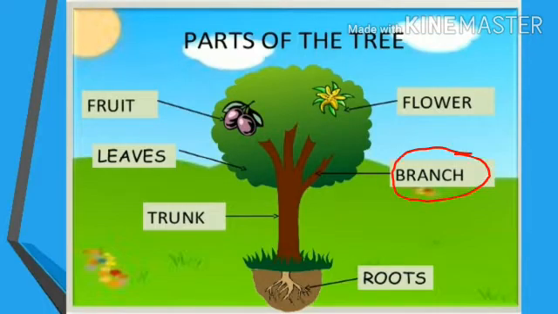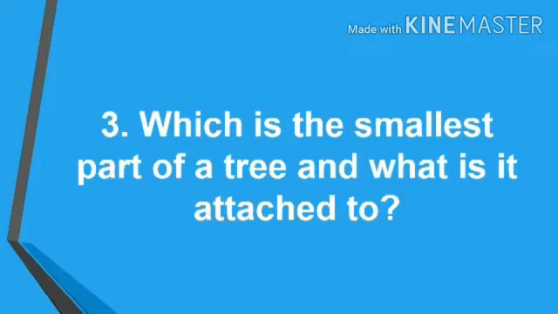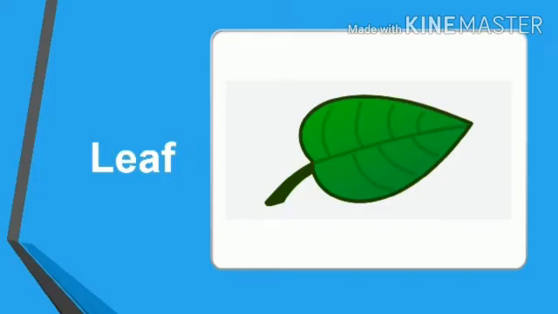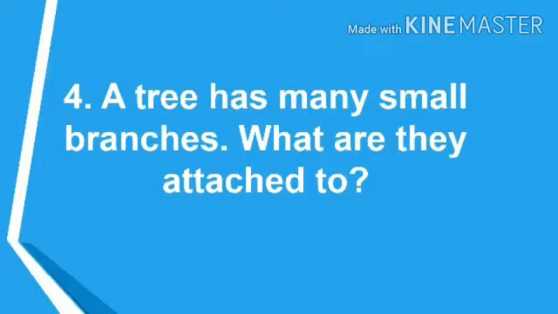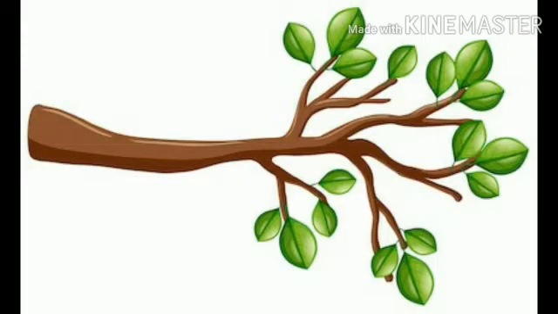Leaves, branches and trunks can be seen to us, but the roots are under the ground so we cannot see them. Which is the smallest part of a tree and what is it attached to? The smallest part of a tree is a leaf and it is attached to a branch. A tree has many small branches. What are they attached to? These smaller branches are attached to the big branches and these big branches are attached to the trunk.